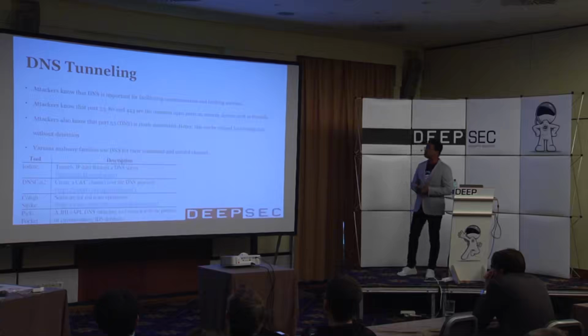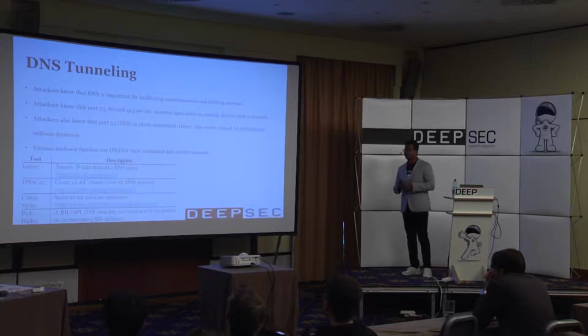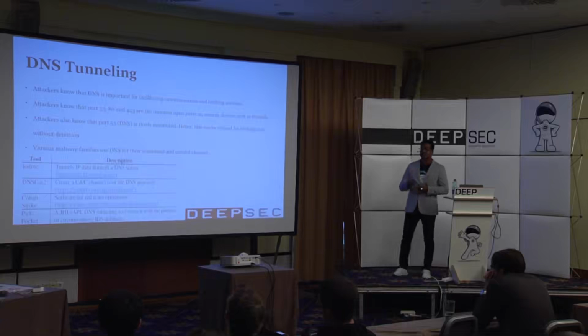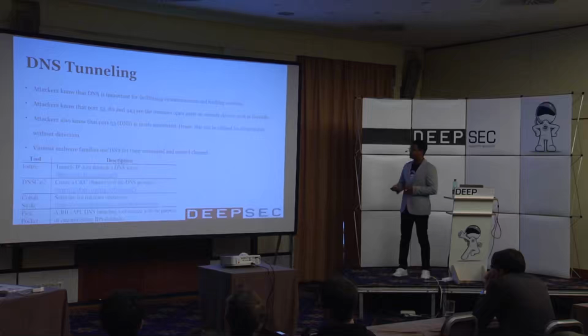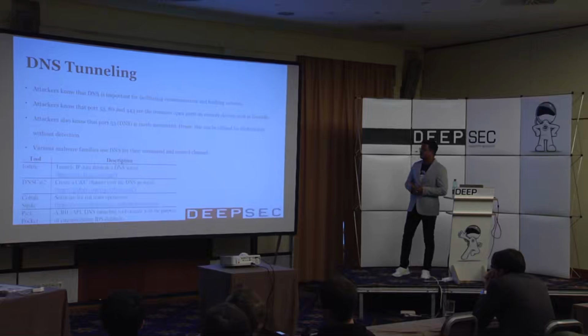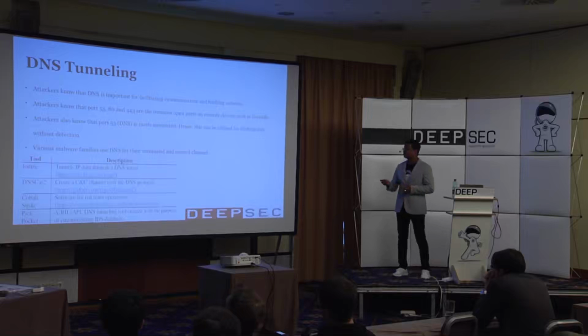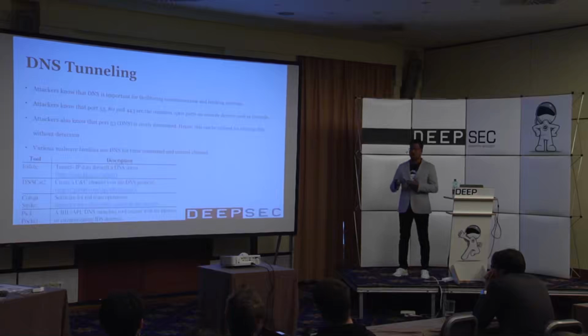Some of the major tools that are there for setting up a DNS kind of environment is Iodine. I guess I pronounced it properly. Then it's DNScat2. Then we have Cobalt Strike and Pickpocket. Iodine is one of the most used servers because it's easy to configure rather than DNScat2.